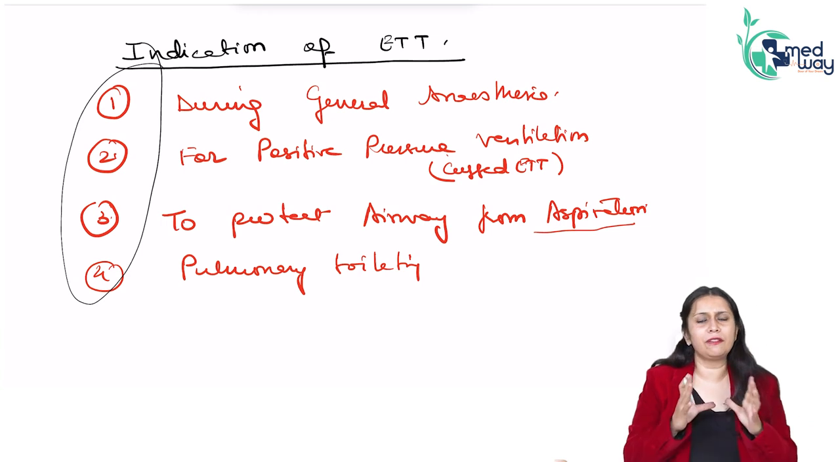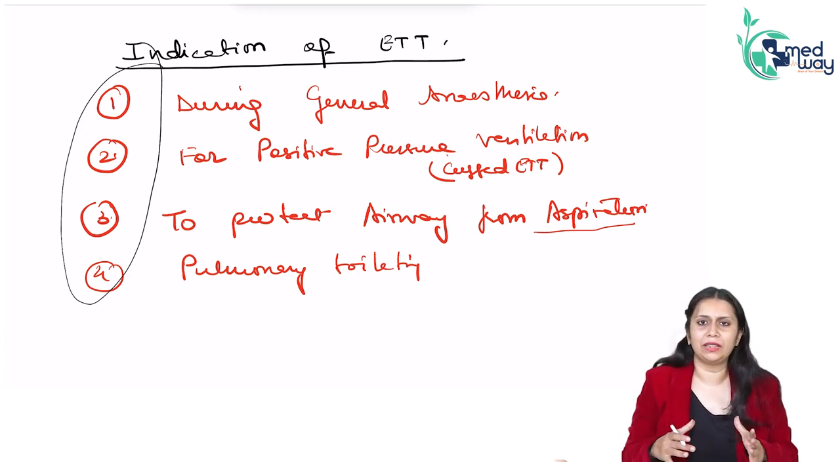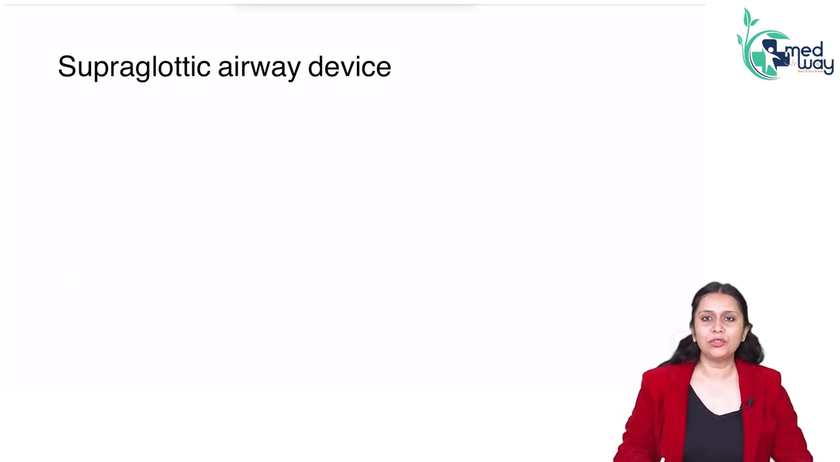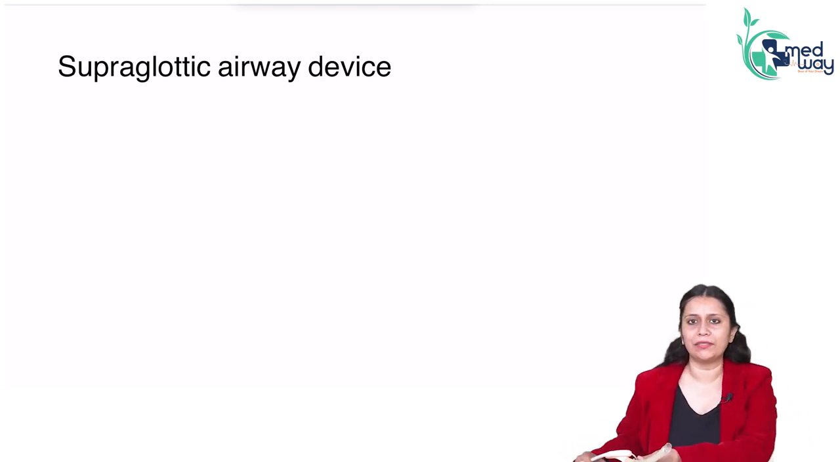So the endotracheal tube is the first device which I discussed with you, the advanced airway device. Now the other airway device which I will discuss with you is the supraglottic airway device. So after the endotracheal tube, let us talk about the supraglottic airway device. And as I told you, the supraglottic airway device remains above the glottic opening. It does not cross the glottic opening. That's why it is called a supraglottic airway device.